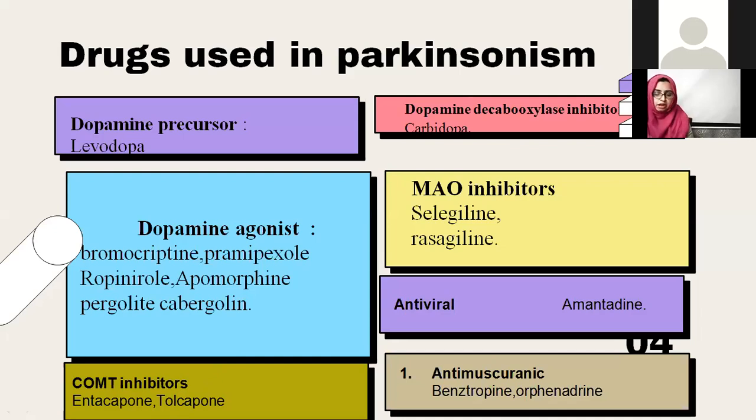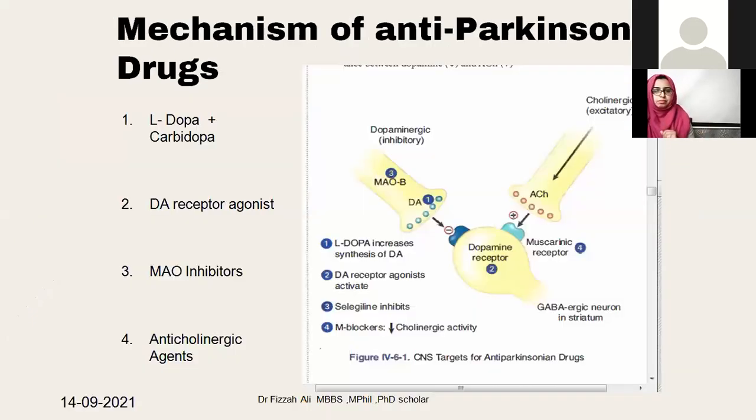So what have we done now? What was the pathology? The pathology was that there is an impairment of dopaminergic activity, whatever the cause is, okay? And there is an excess of acetylcholine activity. So we are trying to give all those drugs that will increase the dopamine, or decrease the acetylcholine activity. So the net result is a balance between dopamine and acetylcholine.